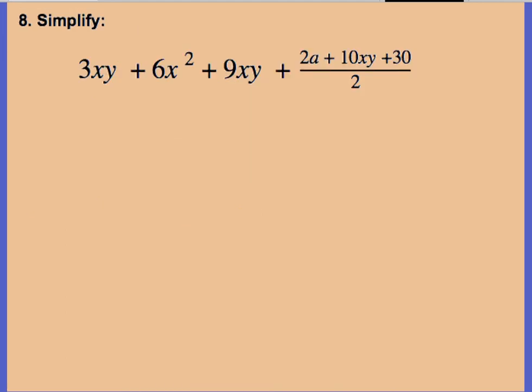All right, we got one more to go in the study guide. And there's some more steps here. However, look at this carefully. We have 3xy plus 6x squared plus 9xy plus 2a plus 10xy plus 30 divided by 2. All right, so let's look at skills that we know. There's no parentheses here, but there is some dividing going on. So we have to break this down. If I can divide each part of this, I can make this simpler on myself.